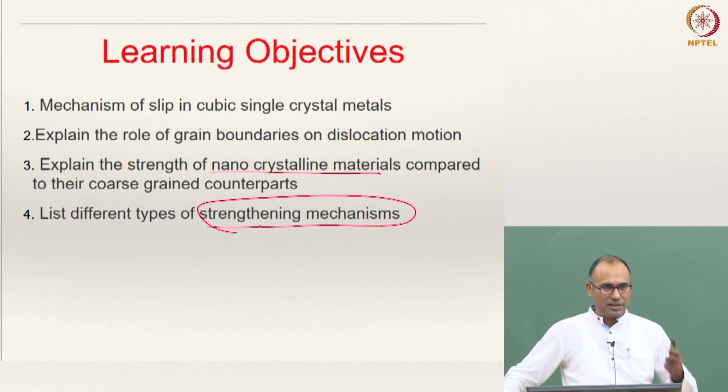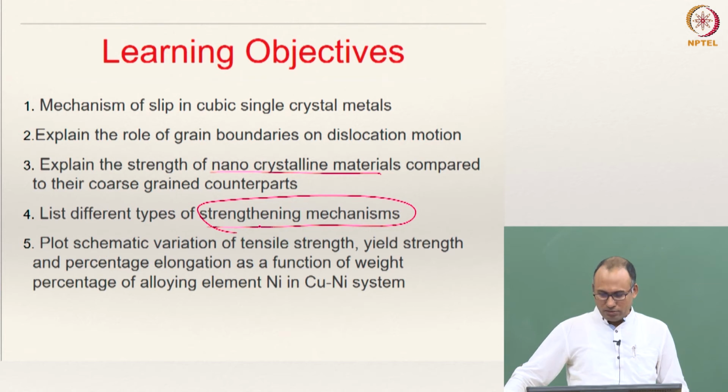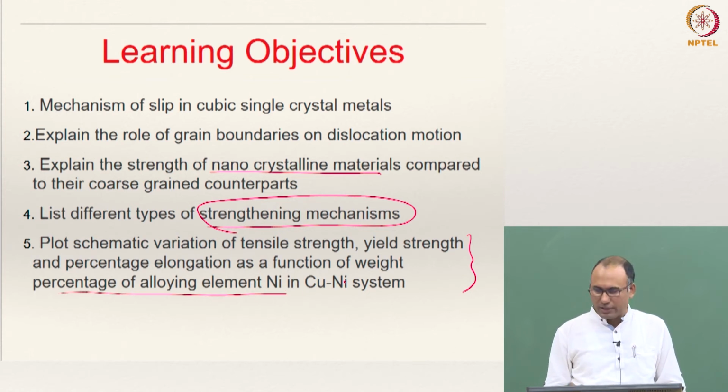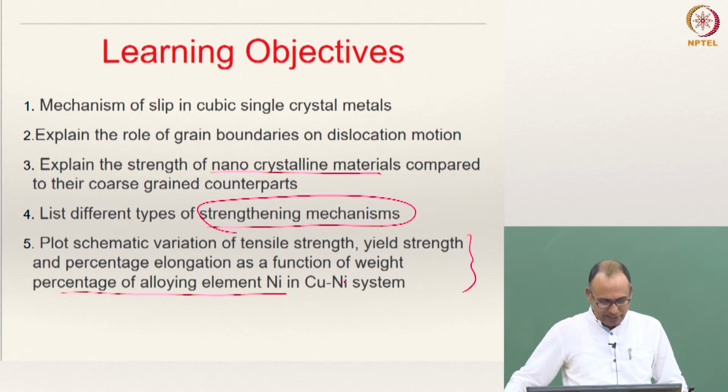and then we will have to discuss different kinds of strengthening mechanisms and why materials become harder or strengthened after plastic deformation. And this is something that we have also discussed, that the tensile strength, yield strength and percentage of elongation of a solid solution change with the percentage of solute atoms, right. So, you can actually see how the percentage of alloying element of nickel in the copper nickel system is going to change the mechanical properties.